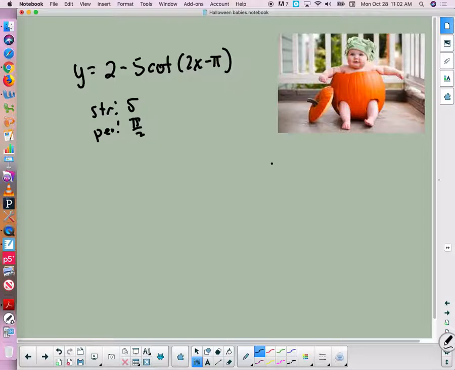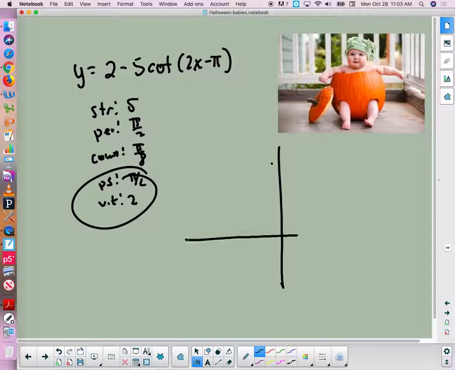I'm going to pause. Is everybody okay with that? Pi over 2. I'm going to count. Are y'all okay with pi over 8? Okay. Phase shift, anybody? Pi over 2. Vertical translation? 2. This is my new target. I'm going to go pi over 2.